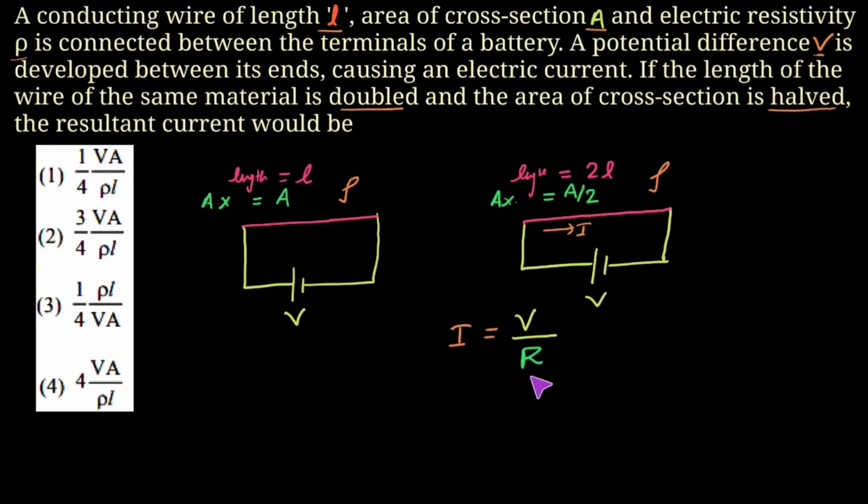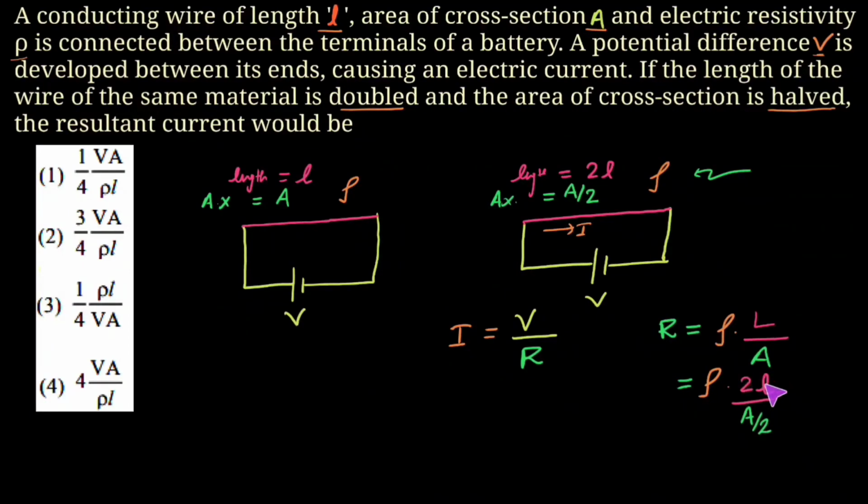So the only thing which we need to find here is the value of R, or the value of resistance of this conducting wire. To find out the value of R, we have to use the formula, and the formula of resistance of a conductor is given as ρ into length of the conductor divided by area of cross section. Here the resistivity is ρ, it is given in the question. The length of the conductor is 2L, divided by the area of cross section of this conductor, which is A by 2.